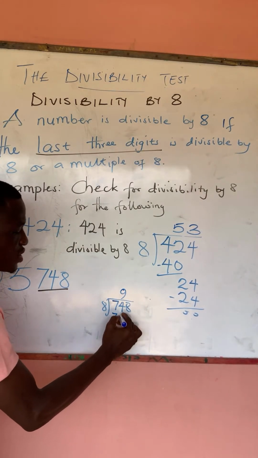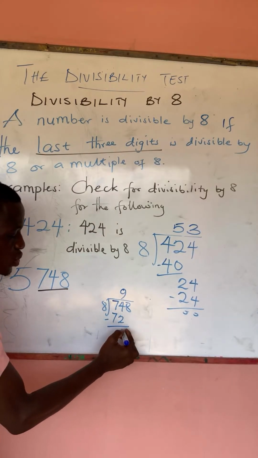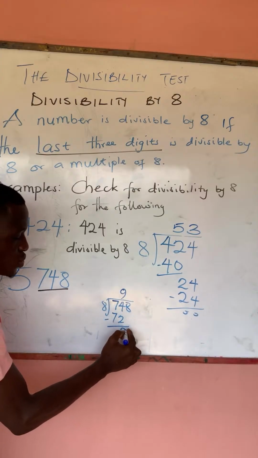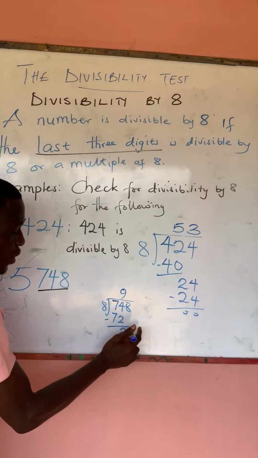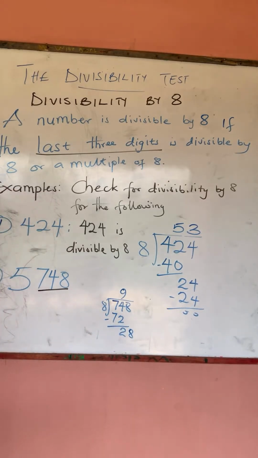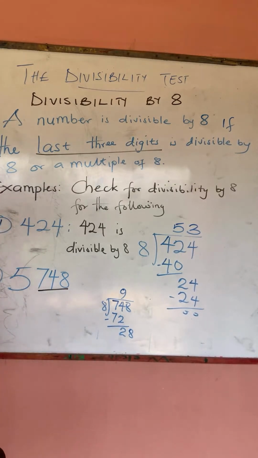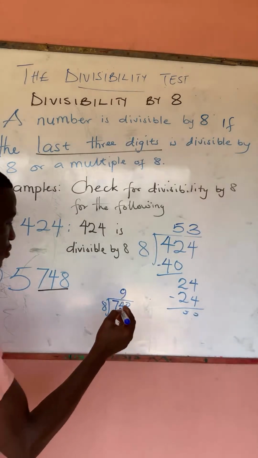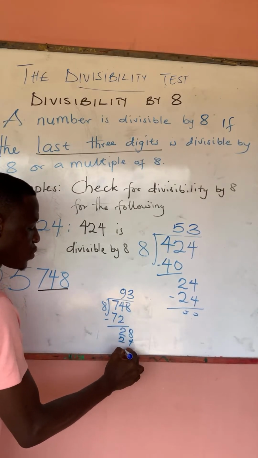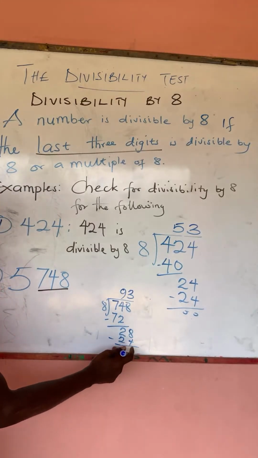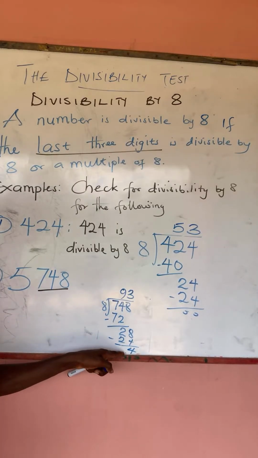Okay. So 8 times 9 is equal to 72. Now 74 minus 72 is equal to 2. So we bring down our 8 over here to make it 28. Now, how many times does 8 divide 28? 8 divides 28 3 times. Now 8 times 3 is equal to 24. And 28 minus 24 is equal to 4. Now there is a remainder of 4.